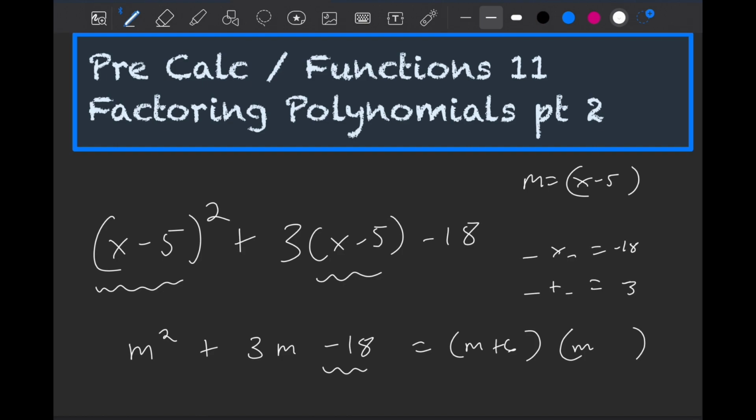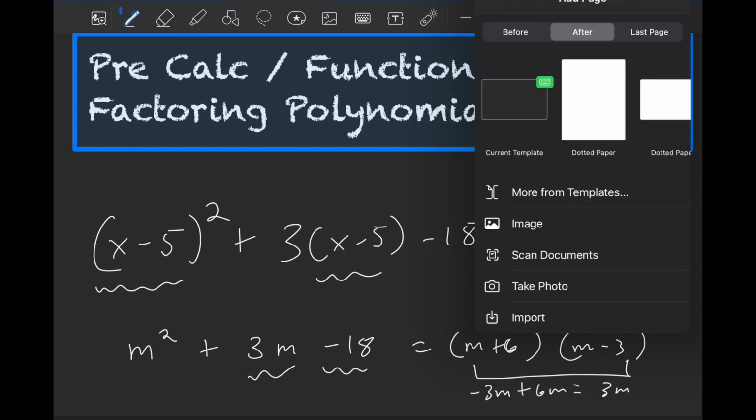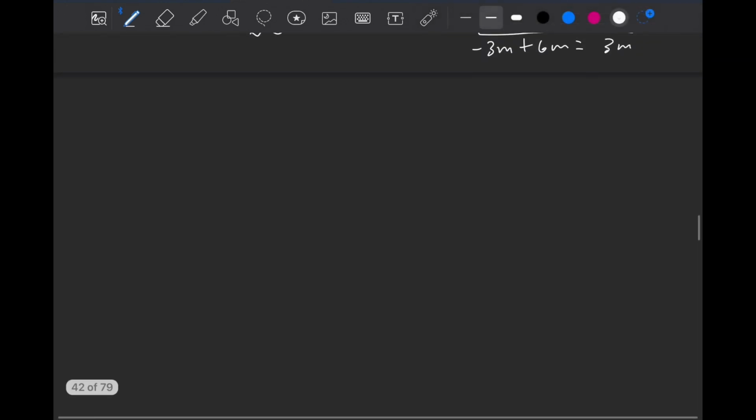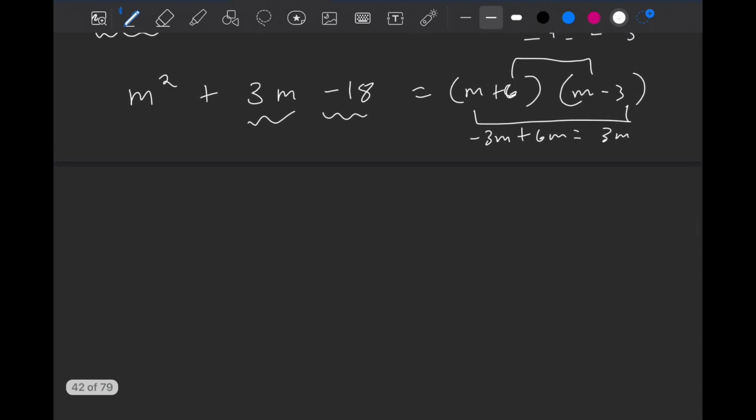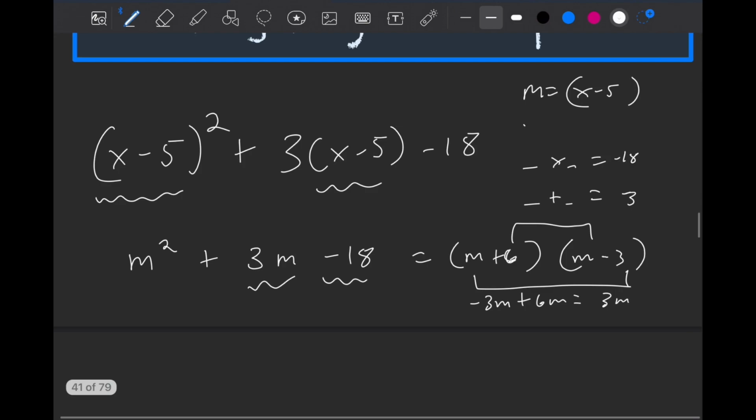So I'll get plus 6 and minus 3, and you can always check by doing the outermost times the outermost, and then adding it with the innermost times the innermost. So that would give me minus 3m plus 6m, which is 3m, which is correct, because that's what we get for the middle term. Okay, and then the last step is to substitute in m as x minus 5, because that's what we set up here.